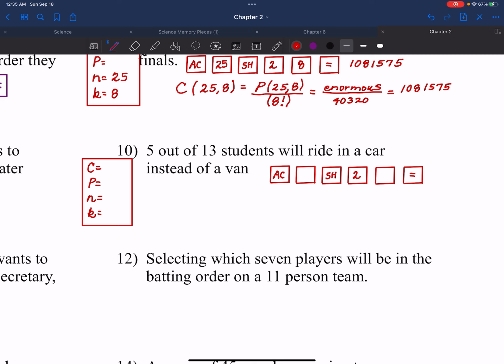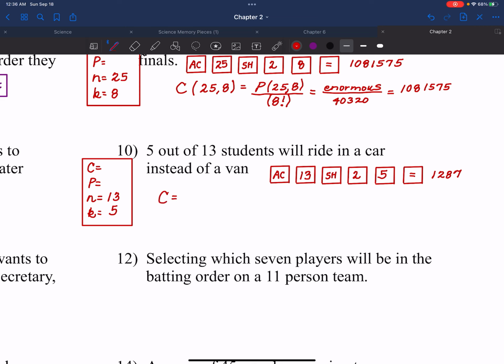I want to use R there for some reason. I don't know why. At some point in my life, we must have used R. All right, so 13 is the number of students, and 5 of them are going to be in the car. So we're looking at the combination of 13, 5. 13 shift 2, 5 equals 1287. So there are 1,287 combinations of how those students could be divided.